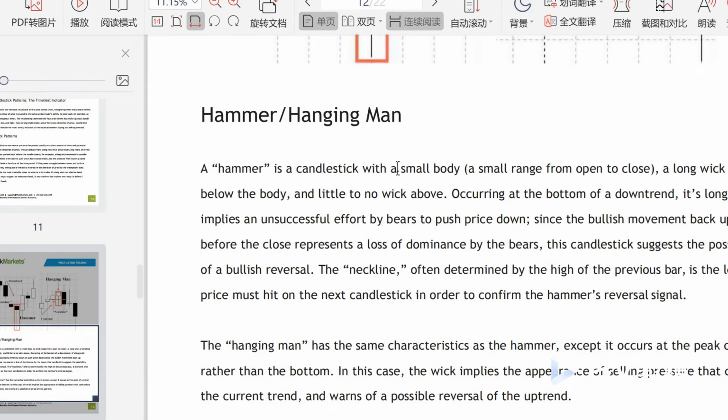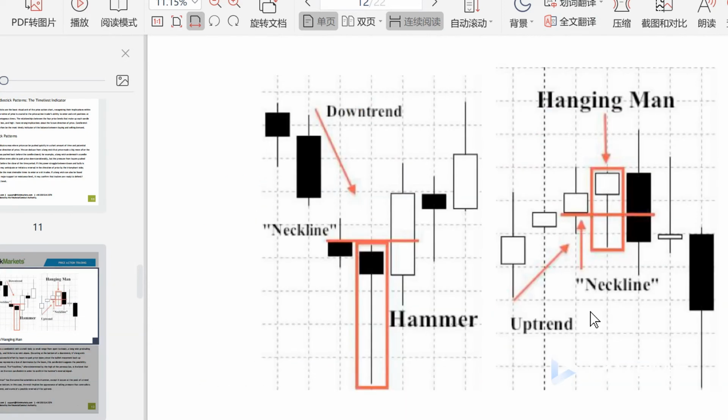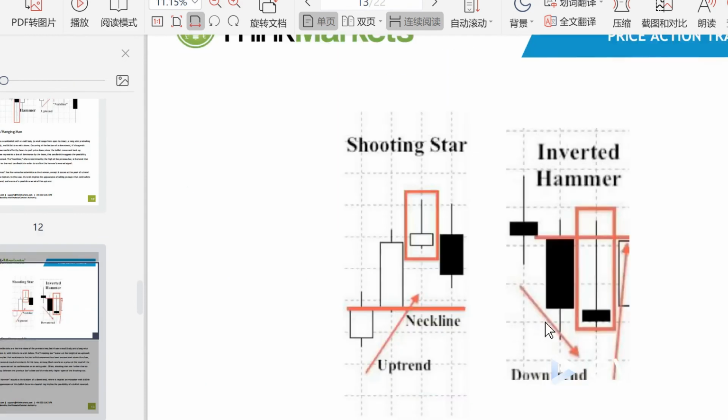A hanging man is a candlestick with a small body, a small range from open to close, a long wick protruding below the body, and little to no wick above. Okay, so the hanging man has the same characteristics as a hammer, except it occurs at the peak of a trend rather than a bottom. So each pattern is very similar, but they represent different reversing activity.